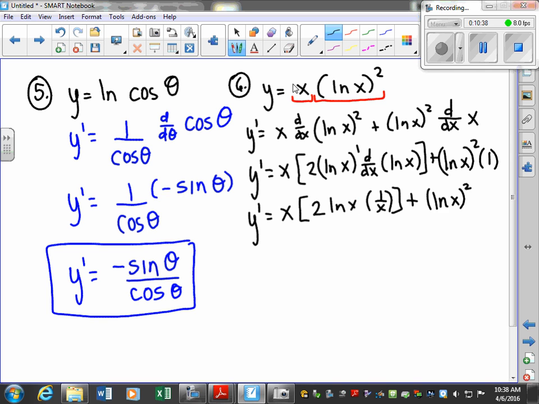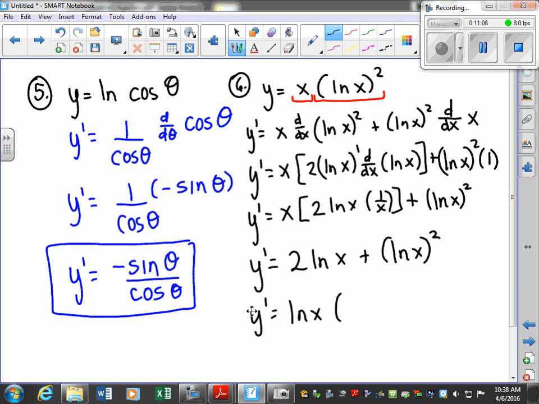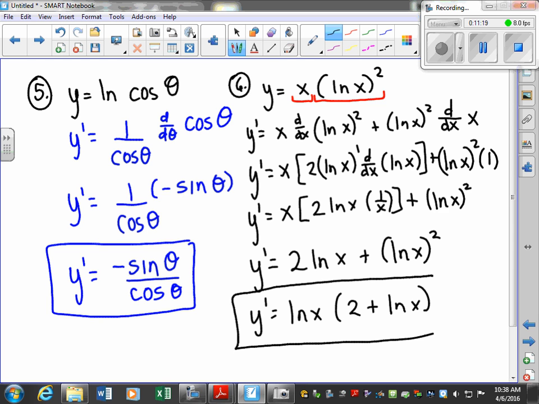Okay, now here, what happens with this x times this x? They would cancel out, so we would just have y prime is equal to 2 natural log of x plus the natural log of x squared here. Now, if I wanted to take it one more step, because sometimes your textbook is real good about this, we could factor out a natural log of x, right? So if I took a natural log of x out of this term, what would we have left? A 2, and if we took 1 natural log of x out of this, we would have a natural log of x. Now, those are equivalent, but if you don't see this answer in the back of your book, you may want to factor out a natural log.